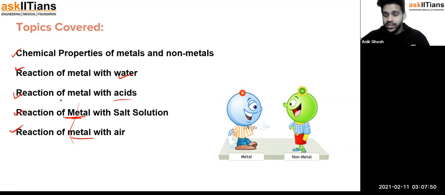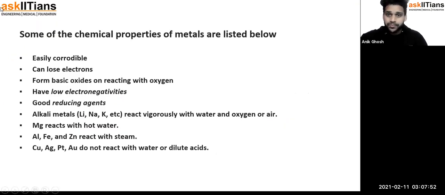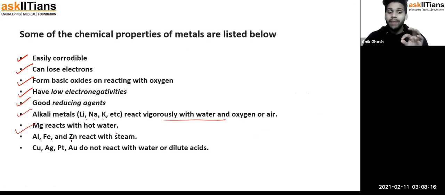So let's start with the first thing: what are the chemical properties that metals show? They are easily corrodable, they can lose electrons, form basic oxides by reacting with oxygen, have low electronegativities, and are good reducing agents. Alkali metals like lithium, sodium, potassium react vigorously with water. Magnesium reacts with hot water. Aluminum, iron, zinc react with steam. Some do not react with water or dilute acid.